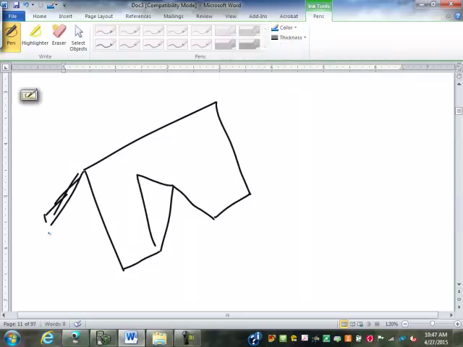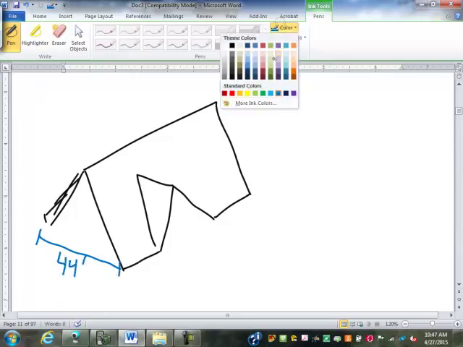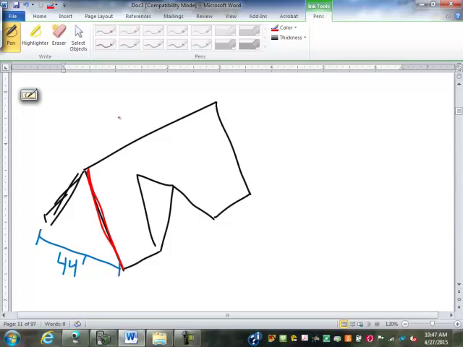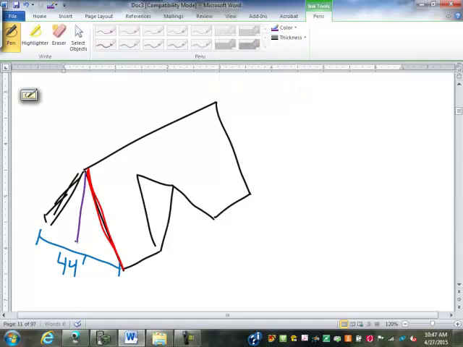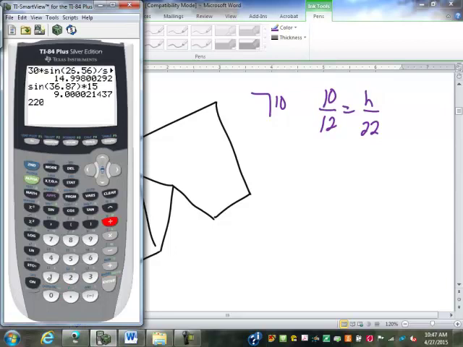So where we're going to start is, we know the span of this house is 44 feet. The first thing I want to find is the length of the slope of this roof here, this length across down here. How do I do that? Okay. It's a 10-12 slope. The run is going to be what? 22. So if this is my height, 10 over 12 equals h over 22. So 10 times 22 divided by 12, 18.33.